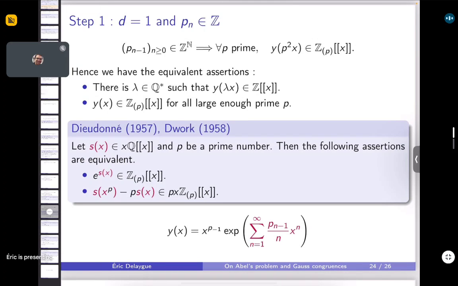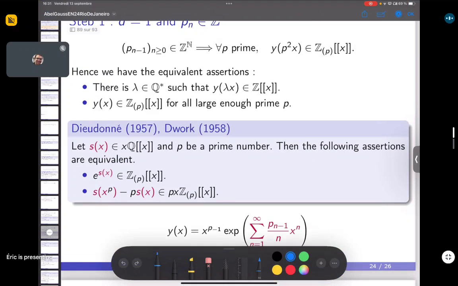So if we recall the formula for y, we have this formula. Now s of x in the Dieudonné-Dwork lemma is in pink, and it is now in pink in the formula of y. And so we just have to focus on this. And I recall that we have this. So now this is the thing we want to know, if there is an existent constant or not. And then now it is equivalent to this. By the Dieudonné-Dwork lemma, it is equivalent to this condition applied with s of x equal to this. Okay, so we will write down this.